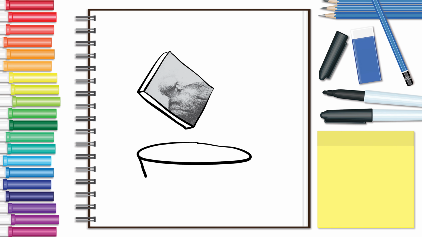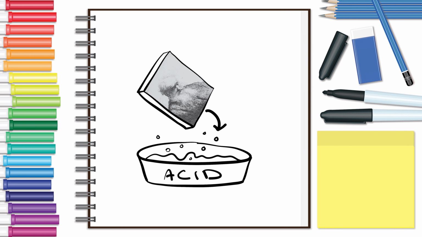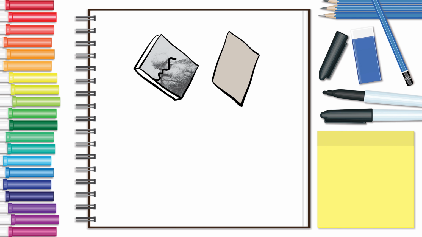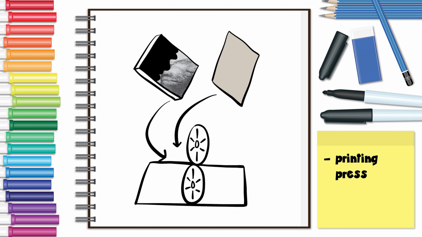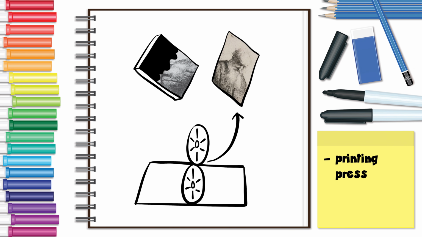The plates were then dipped into acid. Only the exposed lines where the wax was scratched away would be affected by the acid. The plates were then covered in ink, and the ink would fall into the crevices left by the acid. A piece of paper could then be put on the plate and run through a printing press to make an exact copy of the artist's work.